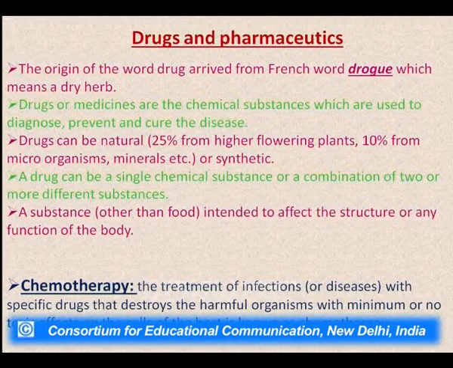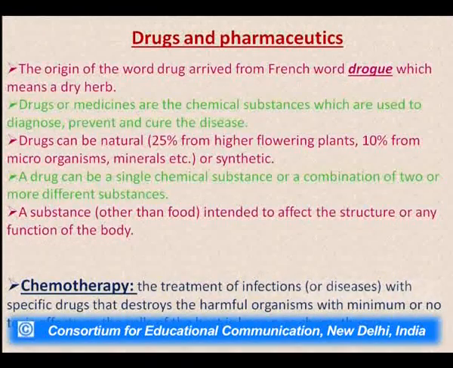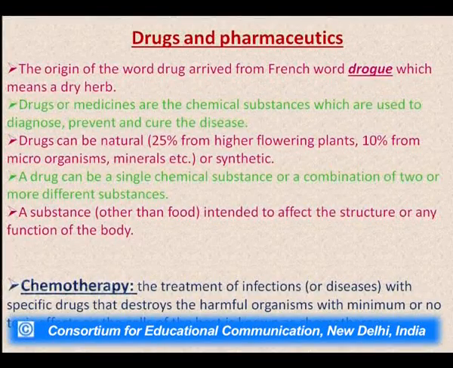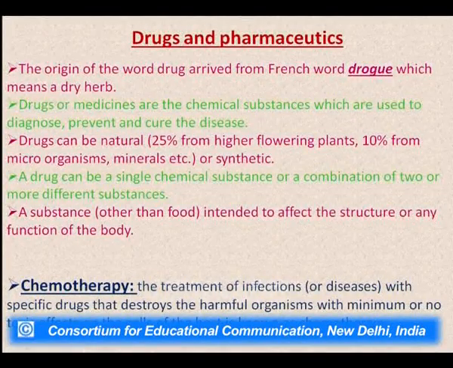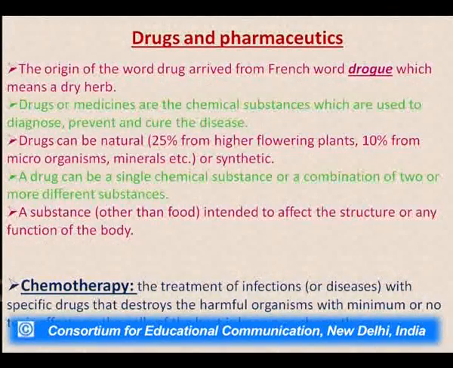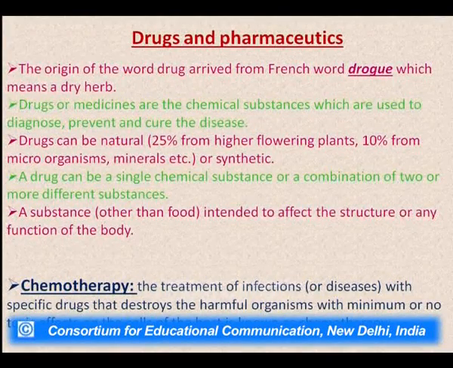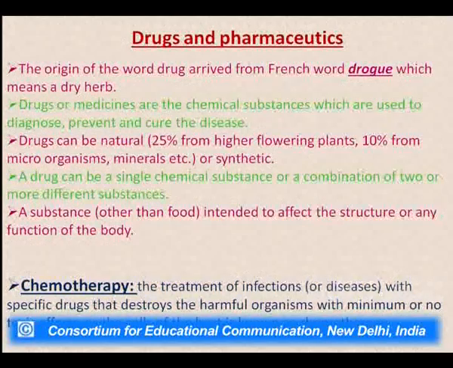Drugs or medicines are chemical substances which are used to diagnose, to prevent and to cure diseases. These drugs can be natural, 25% from higher flowering plants and 10% from microorganisms and minerals, or they may be synthetic. A drug can be a simple chemical compound or a combination of two or more different compounds. A substance other than food which is intended to affect the structure or the functioning of our body is known as a drug.